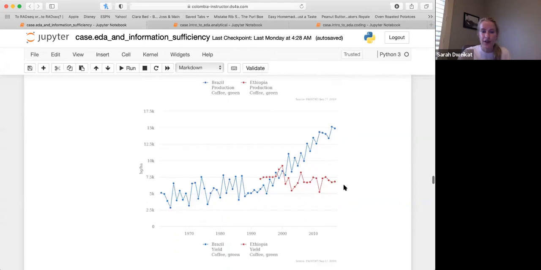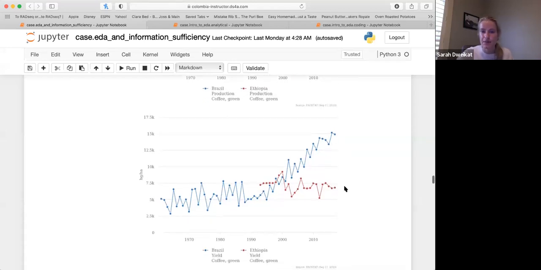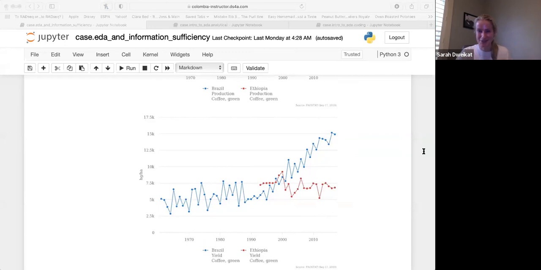So the final graph we'll look at as our comparison for Brazil versus Ethiopia is yield, which is basically, okay, I'm forgetting what HG is now. This was not something I was familiar with before this case, this HG versus HA. So this is basically amount of coffee per hectare. If anyone knows in the chat, you can put that in, or maybe Google it. Oh, hectograms. Okay, yes, perfect. Thank you so much. Hectograms per hectare.